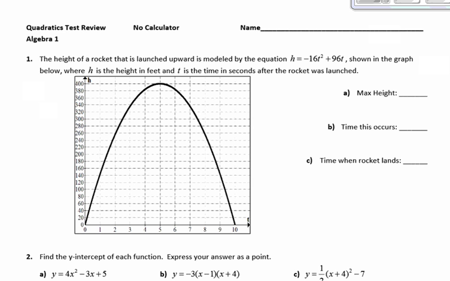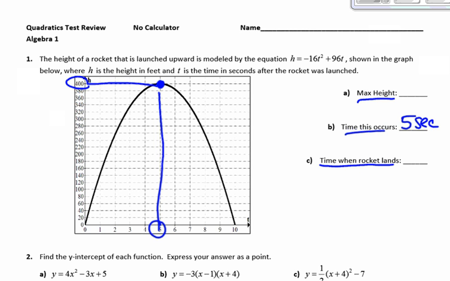So we're looking for 3 things. We're looking for the maximum height, the time that occurs, and then the time when the rocket lands. This is really just asking about those important parts of a graph, which are the vertex and the x-intercepts. So the maximum height is pretty easy to see. The time that it occurs is 5 seconds. That's actually part B. And then the maximum height that it reaches is going to be 400 feet. Very, very easy question. No one should miss that.